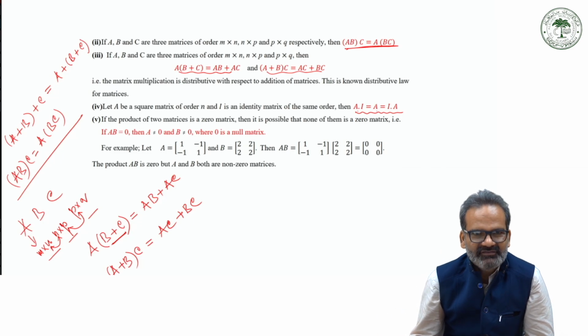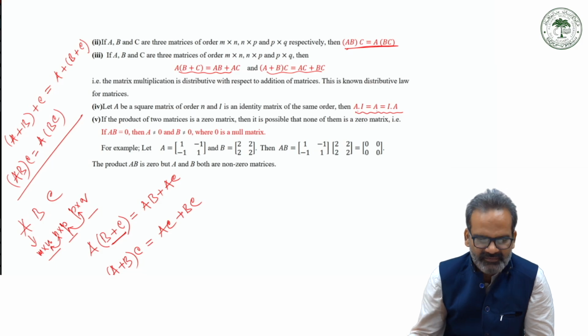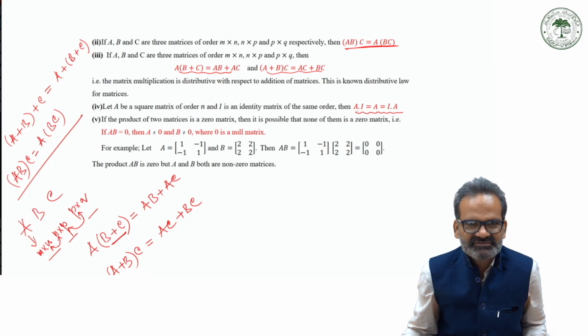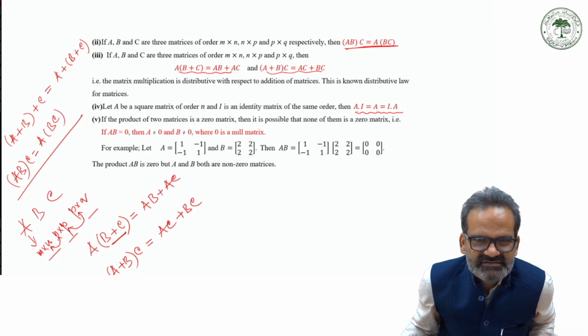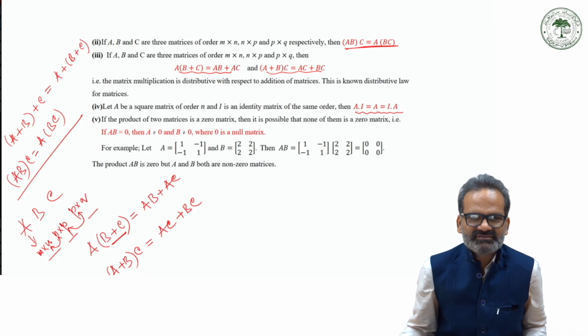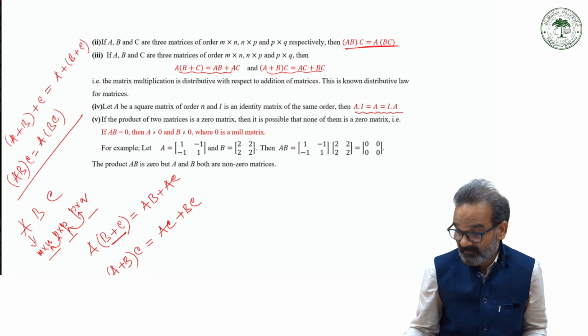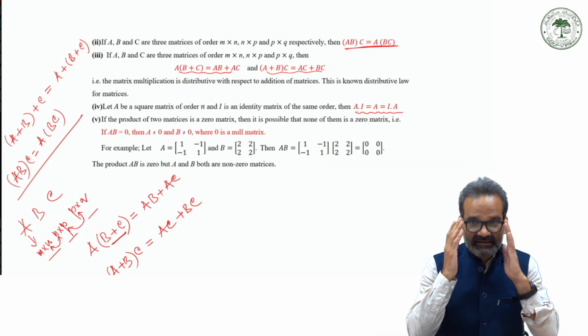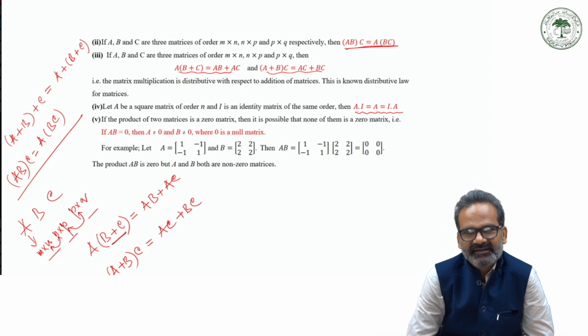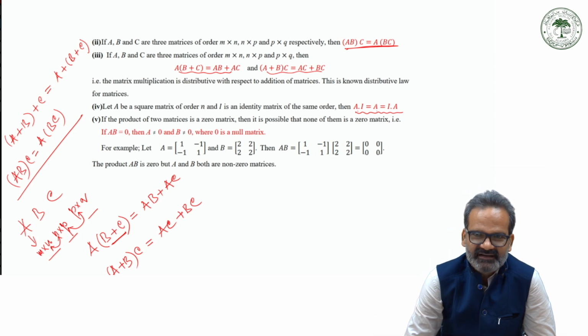The next is: if the product of two matrices is a zero matrix, then it is possible that none of them is zero matrix. That is, if AB is equal to 0, then A is not equal to 0 and B is not equal to 0, where 0 is a null matrix. Oh, very good. It's a very good property which is possessed by the matrices.